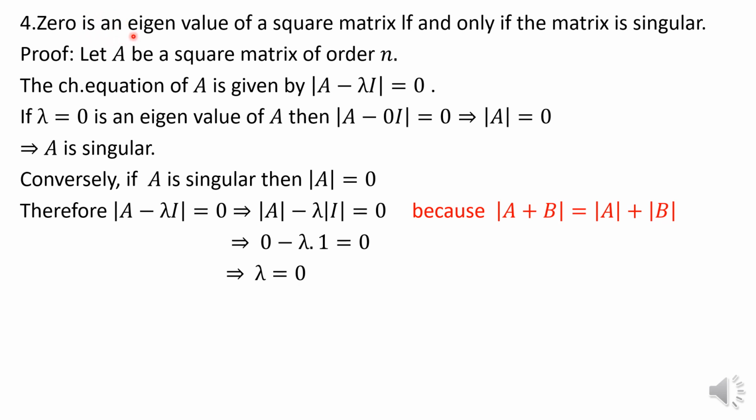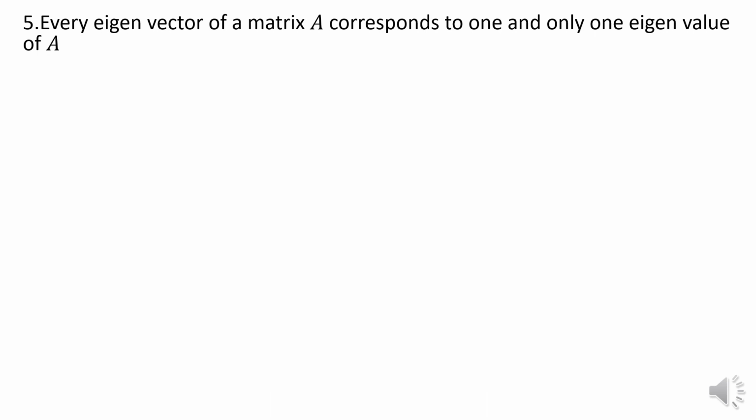This is the converse part. So if I assume that 0 is an eigenvalue, we can show that the matrix is singular. On the other hand, if I assume that the matrix is singular, we can show that 0 is an eigenvalue. This is the important property of eigenvalues. I think you got the idea of proving this one. We shall move on to the next property.